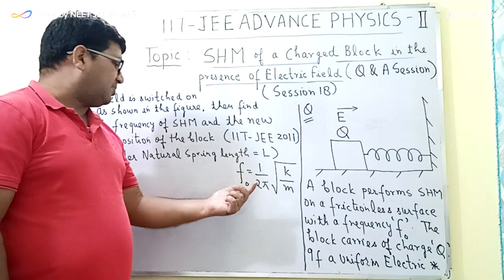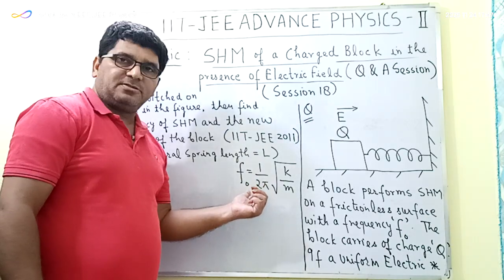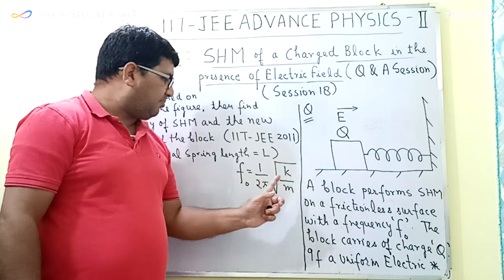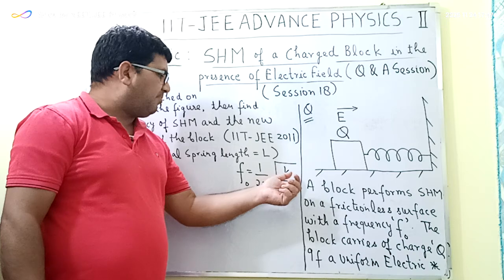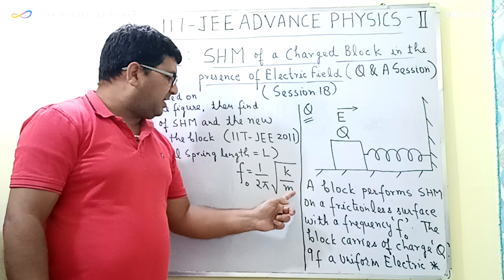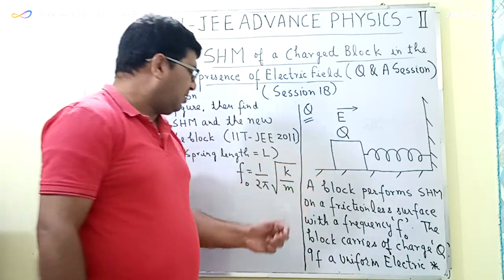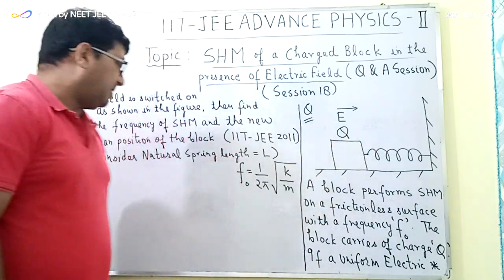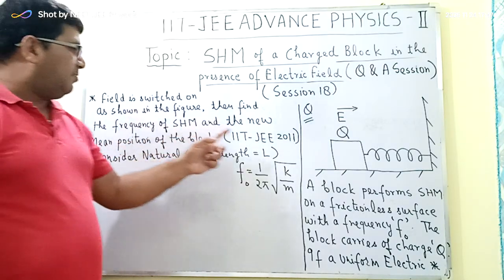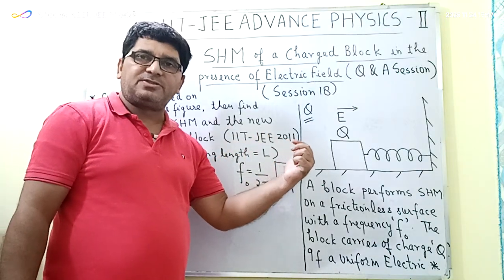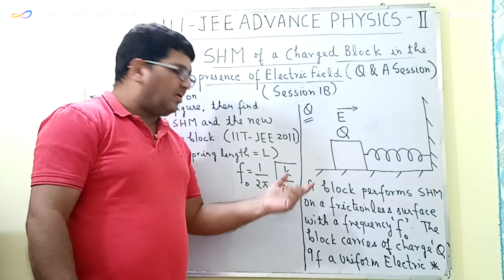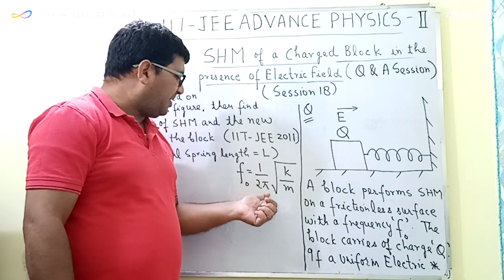Now when the electric field is switched on, the frequency of simple harmonic motion will remain the same, because this frequency is not dependent on the external force. It is only dependent on K, the spring constant of this spring, and M, the mass of the block. So the frequency before and after the electric field is switched on will remain the same, that is, 1 by 2 pi under root K by M.